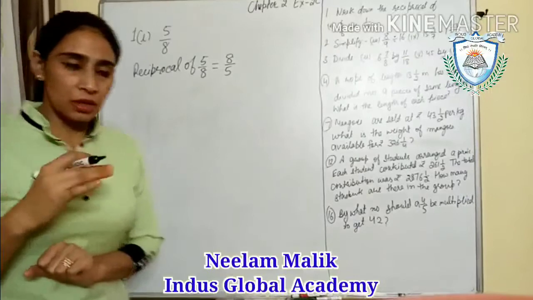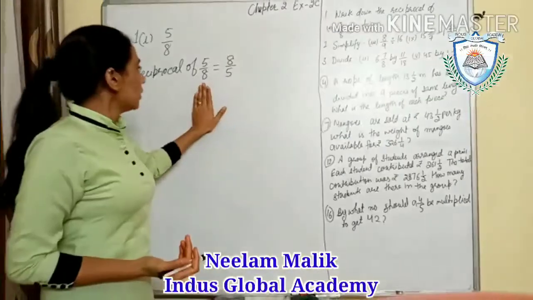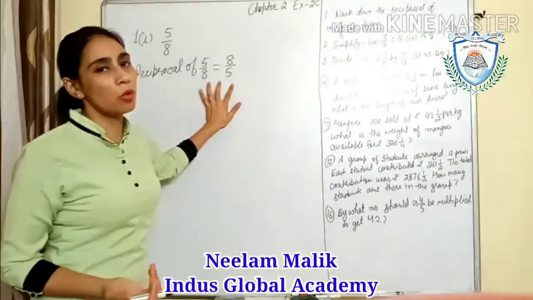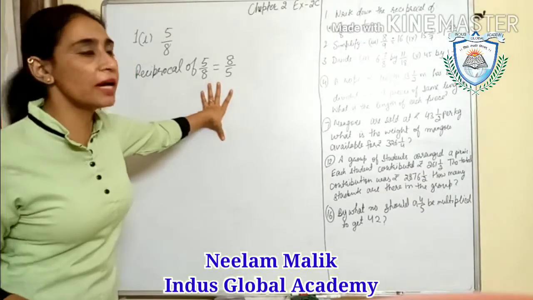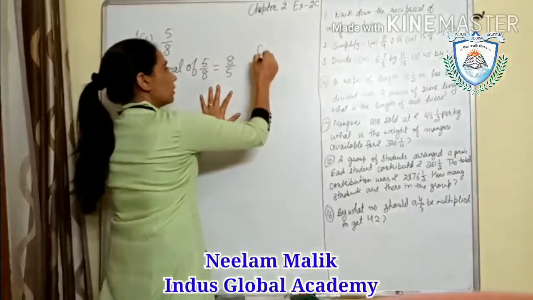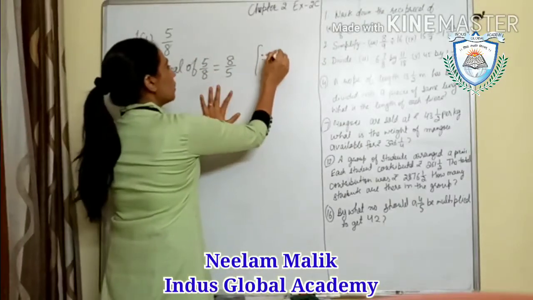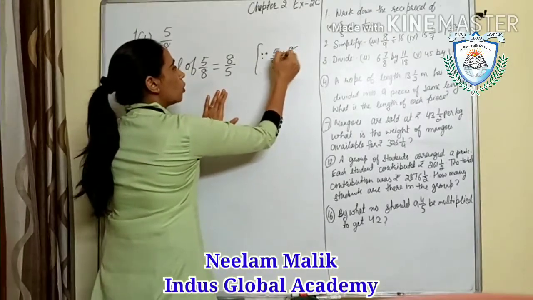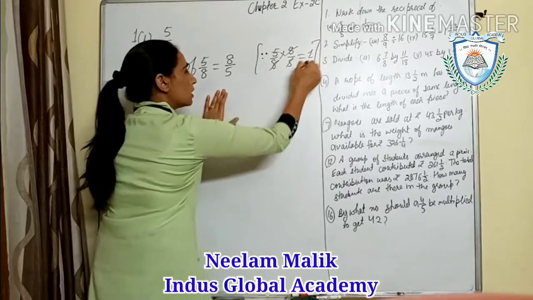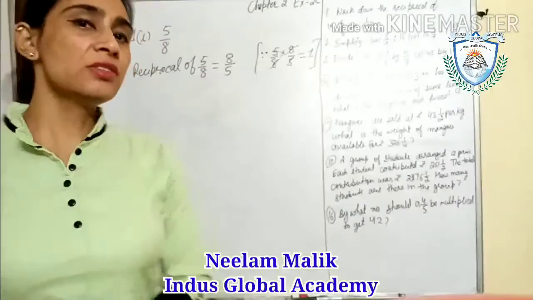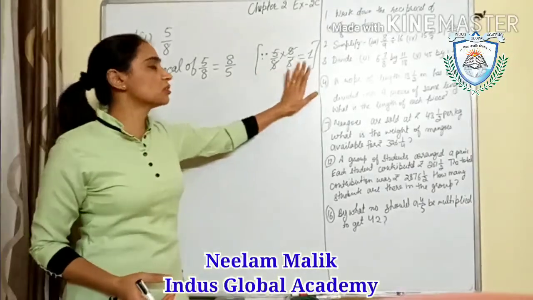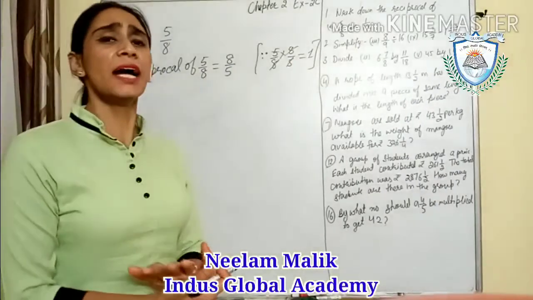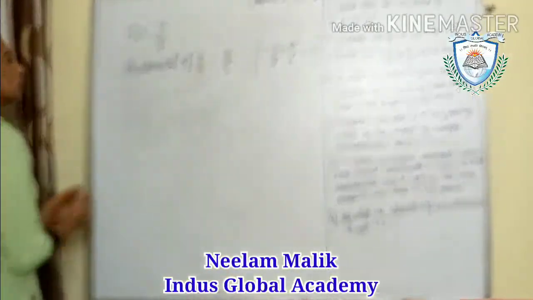Okay, one more thing I want to tell here. When we multiply the given number and its reciprocal, we will get the multiplicative identity. Means if we multiply 5 upon 8 and the reciprocal of that number 8 upon 5, always we will get the multiplicative identity. What is the multiplicative identity? Multiplicative identity is 1. Okay, so because this is equal to 1, reciprocal of a number is the reverse of that, means numerator will be the denominator and denominator will be the numerator.